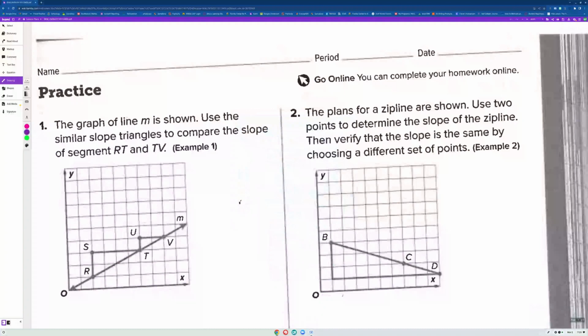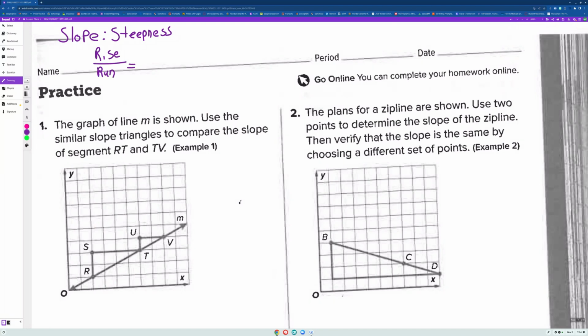All right, we're going to go ahead and review slope with similar triangles. So before we get started, let's define our slope. Slope is the steepness of a line. And when I say slope, what I really mean is rise over run.